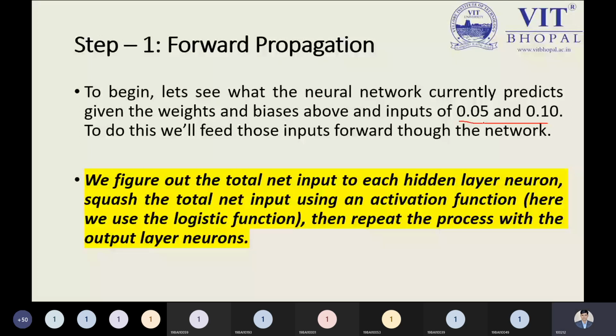Everything is given, but we need to focus on the blue and yellow highlighted point over here. We need to figure out the total net input of each hidden layer neuron and squash the total net input using an activation function. Here we have to use a logistic function. Can you tell me what is meant by the logistic function? Logistic function means the sigmoid function, so the activation function we will use is sigmoid.